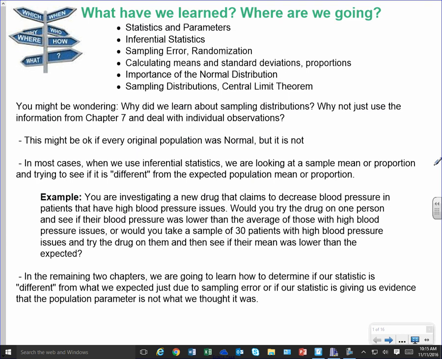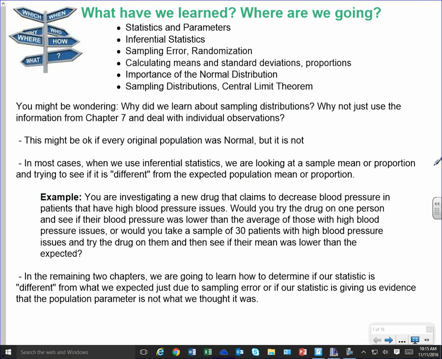Now, when we got into chapter 8, you may have wondered, why do I need to learn about sampling distributions? Why couldn't I have just stayed in chapter 7 where we were looking at just normal distribution, so just data that happens to fall into a normal distribution, right? So why couldn't we just stay back in chapter 7?